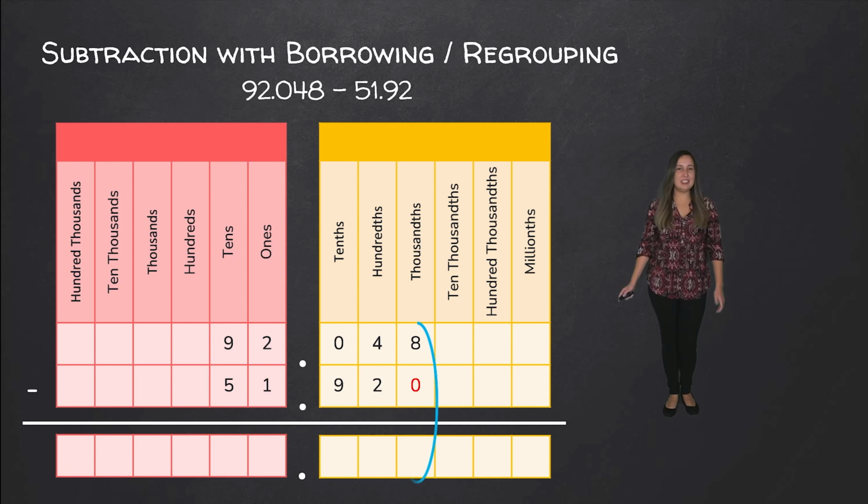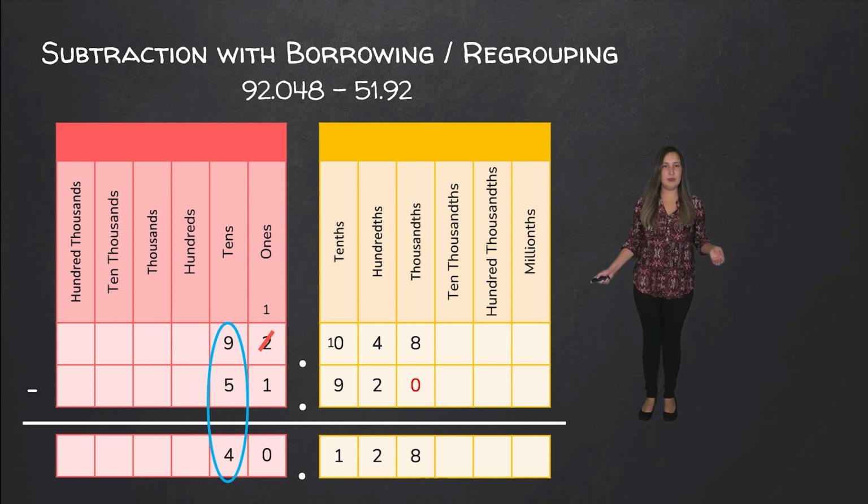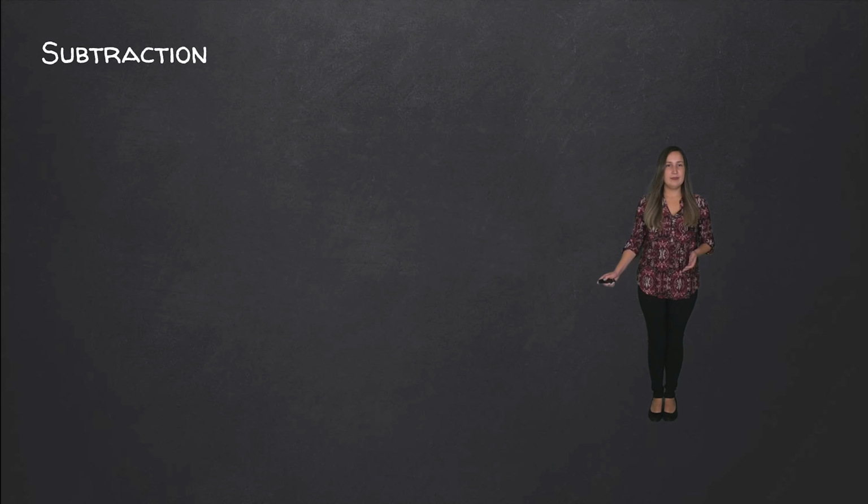Remember that if we didn't have this chart, you would need to bring down your decimal point. Then move on to the ones place value, where now we have 1 minus 1, and that is equal to 0. Then finally move to the tens place value, and here we have 9 minus 5, which is equal to 4. So 92 and 48 thousandths minus 51 and 92 hundredths is equivalent to 40 and 128 thousandths. All right, let's do a few more examples.